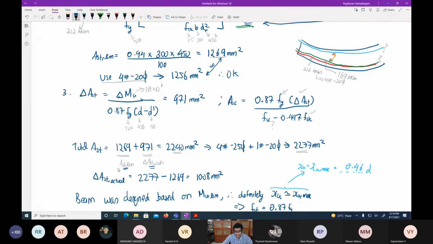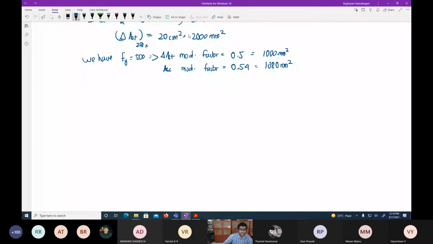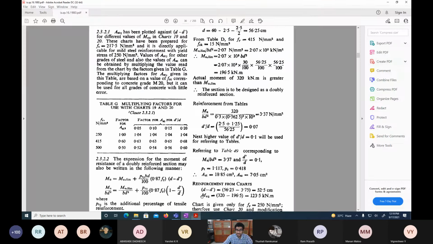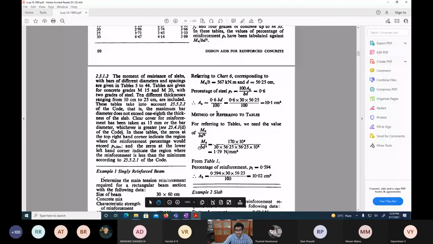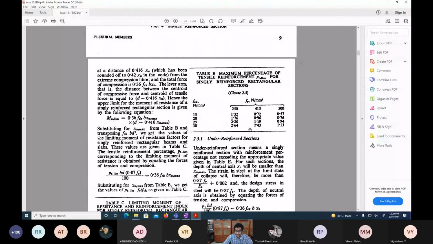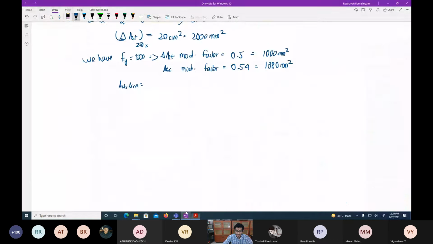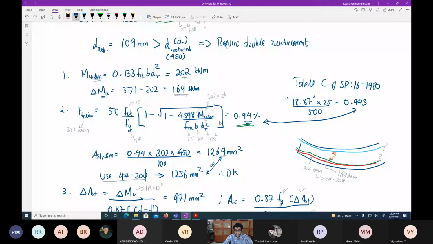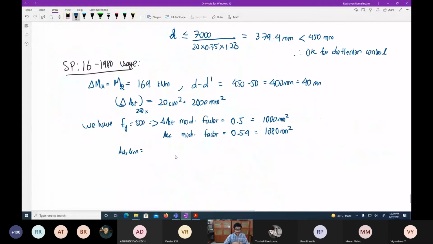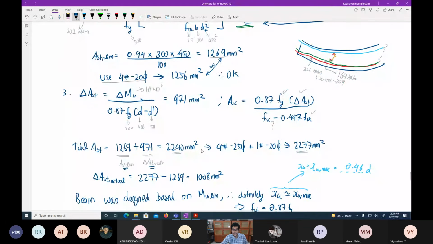So the remaining thing which we do not have yet is AST limit. Okay, we can find it easily. That also there's a table just a bit above. So we have a table over here for AST limit, FCK25 and FE500 is 0.94. Okay, so if you remember, you got the same 0.94 when you did it earlier. So AST limit is 0.94 into 300 into 450 by 100, and you will get the same number. That was 1269.